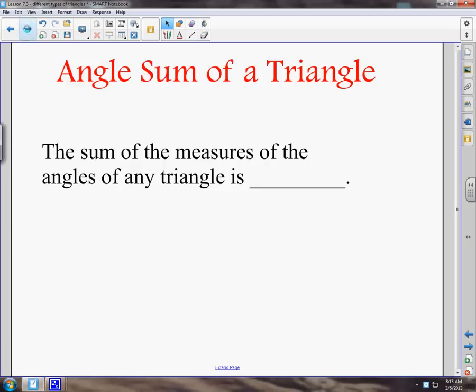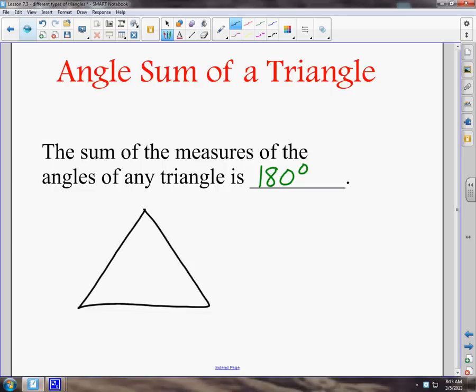All right, so angle sum of a triangle. The sum of the measures of the angles of any triangle is, fill in the blank, 180 degrees. It is not 360, that's a circle. So if you remember, a triangle is 180 degrees. Any single triangle that I give you is going to equal 180 degrees.